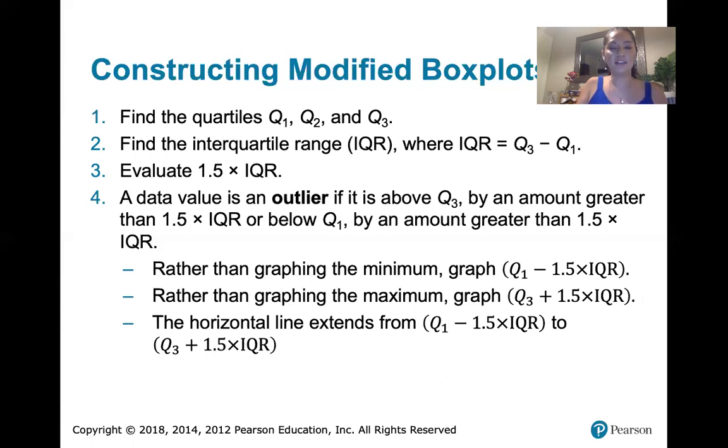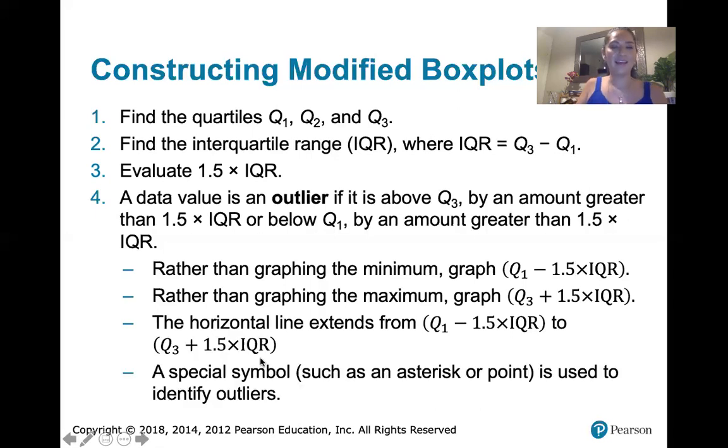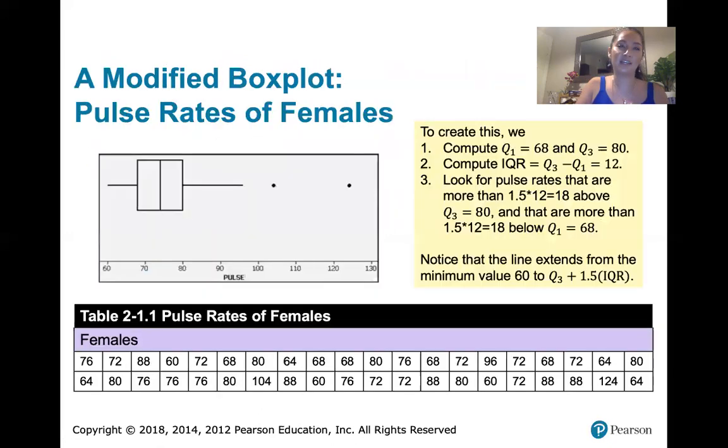So our horizontal line, rather than going from the min to the max, is going from this value to this value. And then if you have outliers beyond that, points or asterisks will be plotted to identify those outliers. Now, for the most part, you are not going to be constructing modified box plots, but I would like you to be able to interpret them and understand them.